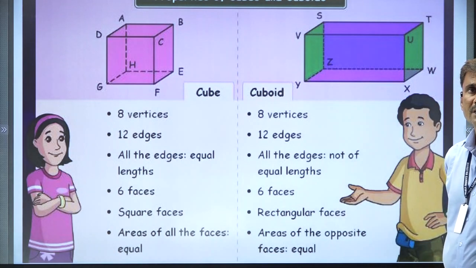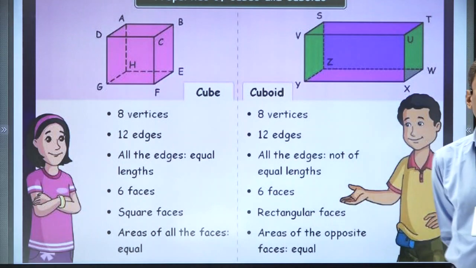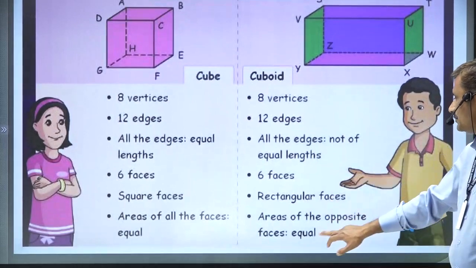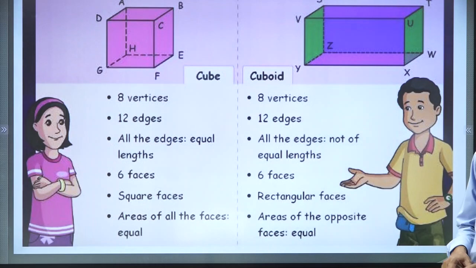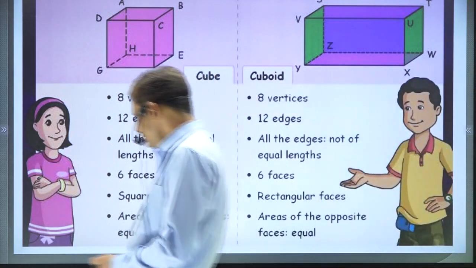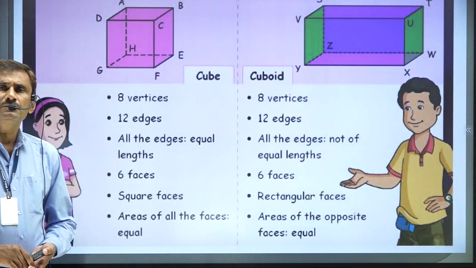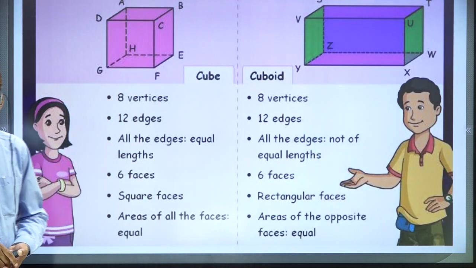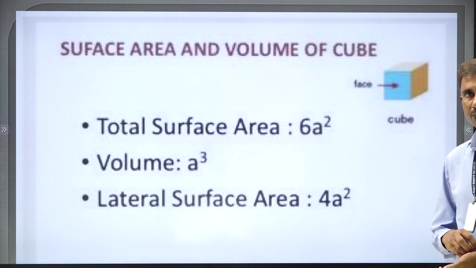What is a cuboid? How many vertices? How many edges? How many faces? What type of faces are there? Whether they are equal or not? So they have written here that the areas of the opposite faces become equal. You can see it in the figure also. This is our very starting point for the introduction of cube and cuboid, which you have learned in the primary levels also. Okay students, now we see the formulas of cube and cuboid one by one.